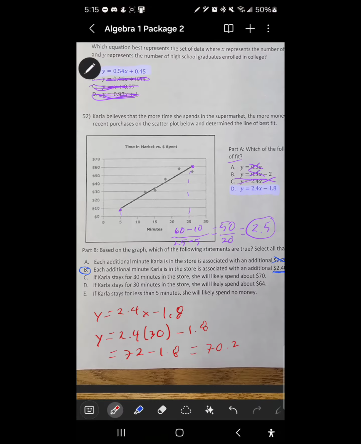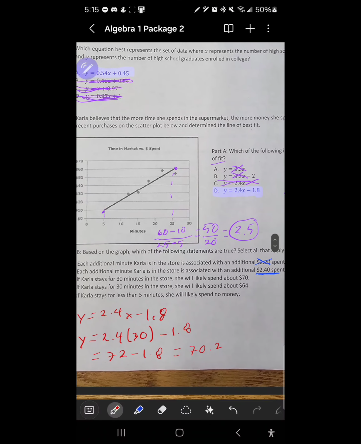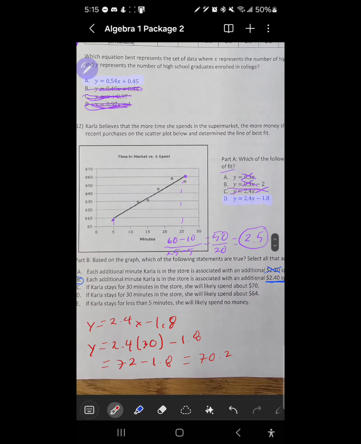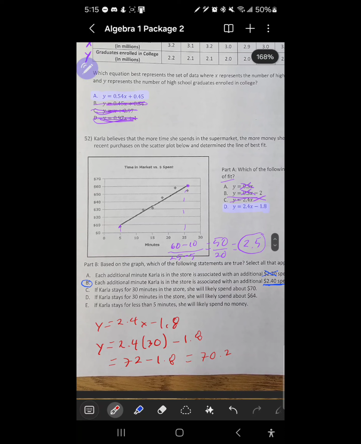Yeah, 70.2. Basically, if Carla stays for 30 minutes in the store, she will likely spend about $70.2. And C is really close to that statement, so I could say that C is also true. While D is not true because it's saying about $64, which is not near 70.2.